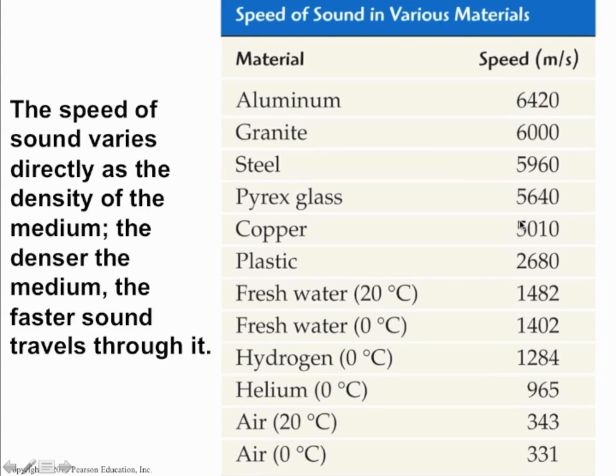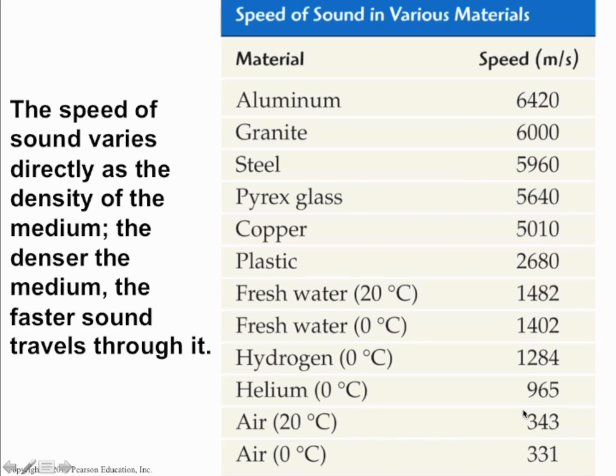The speed of sound varies directly as the density of the medium. The denser the medium, the faster sound travels through it. And that's because the particles of the medium are closer together, and so they're able to transmit longitudinal waves more quickly. Let's look at some of these values here in the table. A standard value for the speed of sound is its speed at 0 degrees Celsius, 331 meters per second.